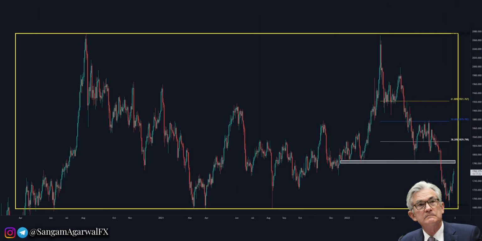So back to the daily time frame, these two support and resistance levels depend on NFP then CPI.